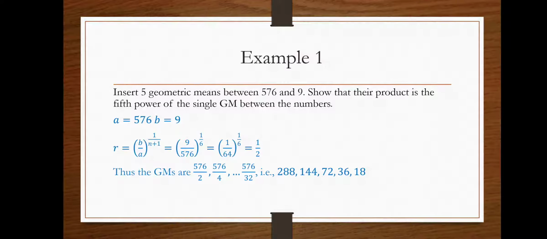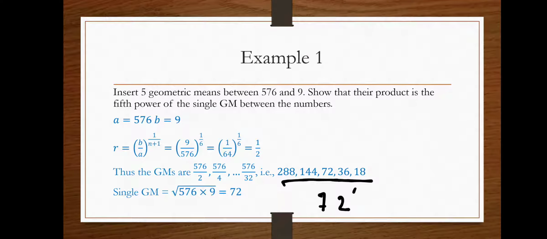Now, the second part is I need to find the single GM. What is the single GM? That is the square root of 576 into 9, that is 72. Now, the next part: show that their product is the 5th power of the single GM. All you need to do is find this product and find 72 to the power 5. If you find these two, you will see that they are equal. Fine, so I'm leaving it for you to do it or check it.